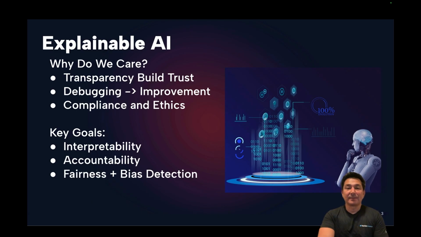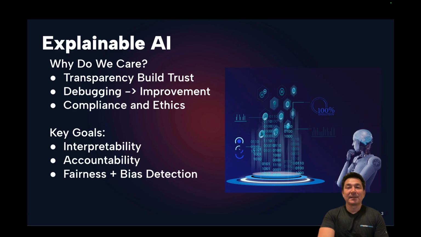So why does this matter? There are several key reasons. The first, trust and transparency. When users, stakeholders, and regulators can see how decisions are being made, it builds confidence in the AI systems. Transparency fosters trust.